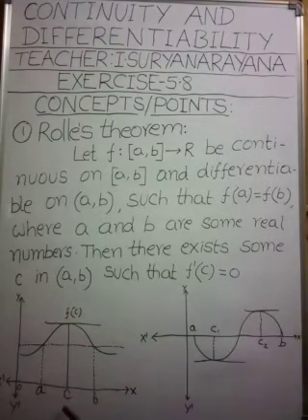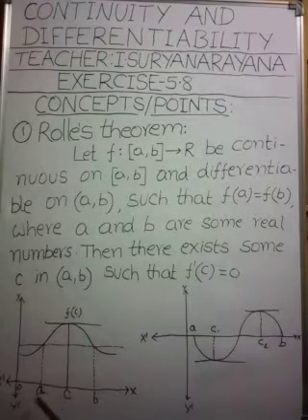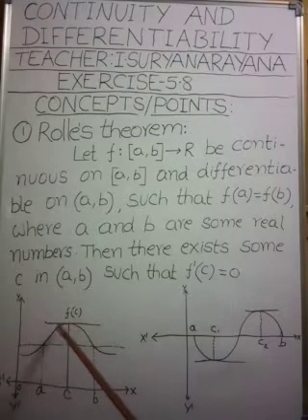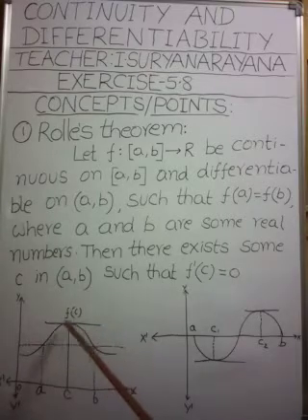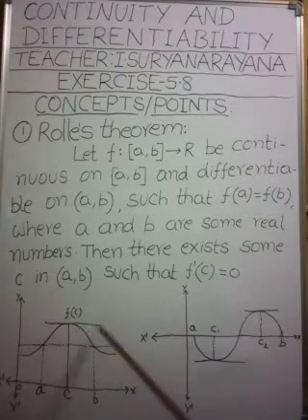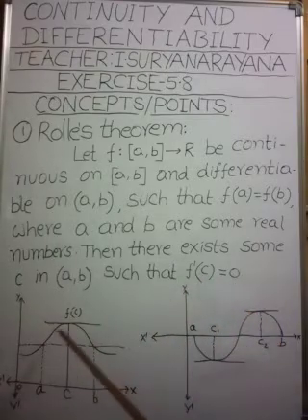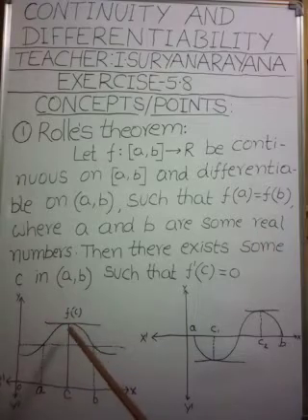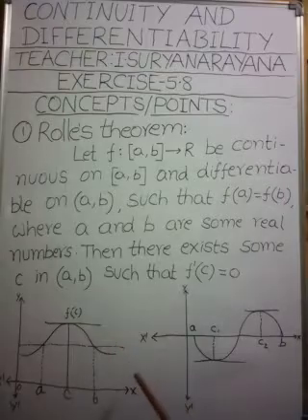In this case, we can find some real number c in this open interval (a, b) such that f'(c) is equal to 0, meaning the tangent drawn at c is parallel to the x-axis. f'(c) is equal to 0 means if the tangent is drawn at this point c on the graph, it is parallel to the x-axis. Understood this graph, my children?